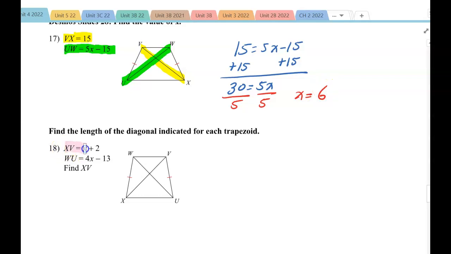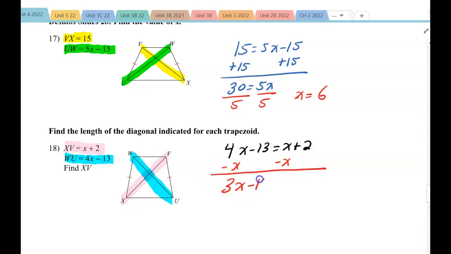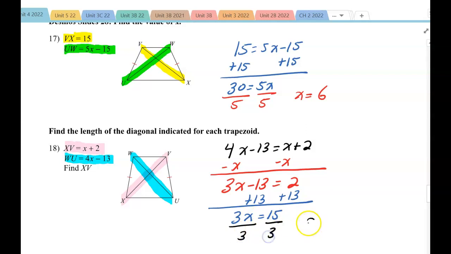In the last problem, we have XV is x plus 2. WU is 4x minus 13. Again, the diagonals are congruent. So 4x minus 13 is x plus 2. I'll subtract x from both sides. So 3x minus 13 is equal to 2. We'll add 13 to both sides. 3x is equal to 15. Divide by 3. So x is equal to 5.